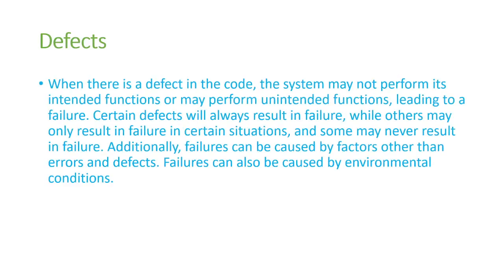When there is a defect in the code, the system may not perform its intended functions or may perform unintended functions, leading to a failure. Certain defects will always result in failure, while others may only result in failure in certain situations, and some may never result in failure. Additionally, failures can be caused by factors other than errors and defects. Failure can also be caused by environmental conditions. We have already discussed these things.